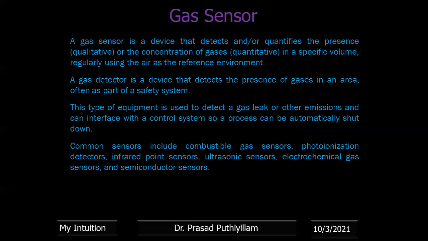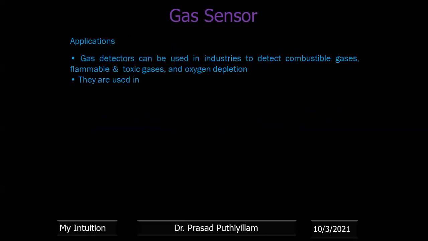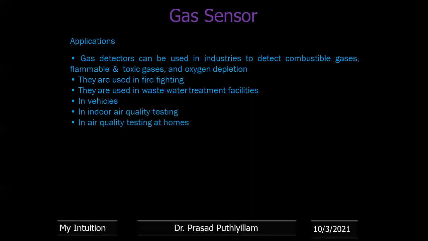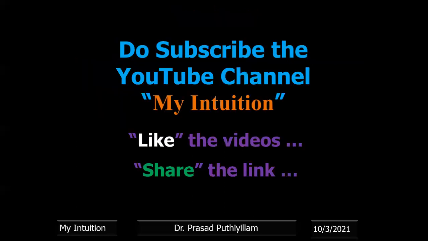Common gas sensors include combustible gas sensors, photoionization detectors, infrared point sensors, ultrasonic sensors, electrochemical gas sensors, and semiconductor sensors. Now, even infrared imaging sensors also come into applications. Gas detection can be used in industries to detect the presence or leakage of combustible gases, flammable or toxic gases, or even oxygen depletion in the industry working area. They are used in firefighting, in wastewater treatment facilities, in vehicles, and for indoor air quality testing at homes also.